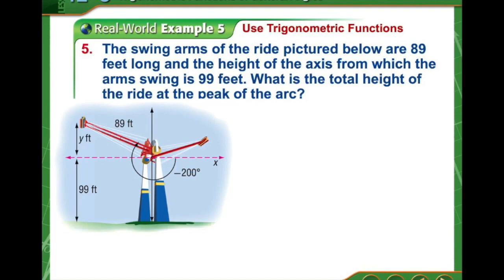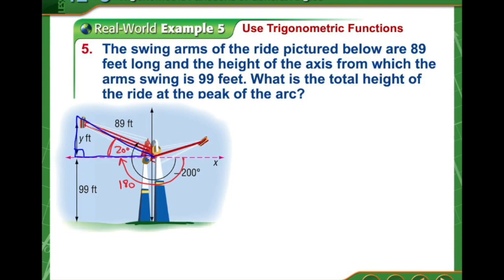So what we're really looking at here is we're trying to find y, and then we want to add y to the 99 below it so we can find the height overall of this ride at its peak. So we have this triangle here, it's a right triangle. We have this angle going around, and we know that 200, since it's negative 200, its halfway is 180, so 200 minus 180, all that's left here is 20 degrees.